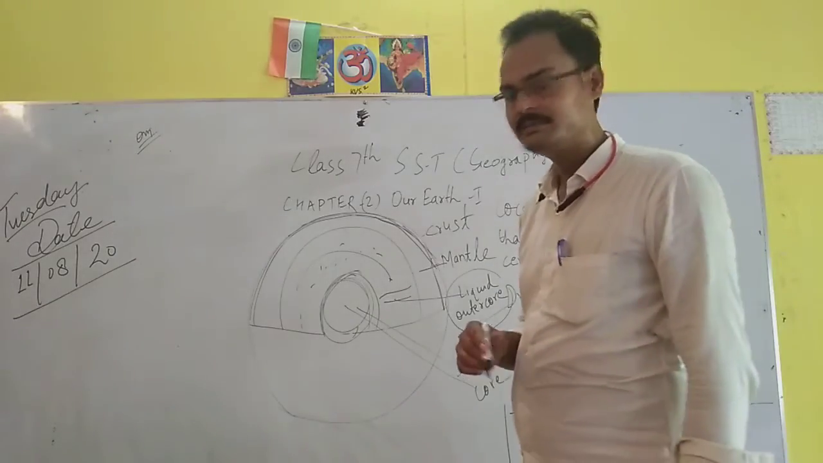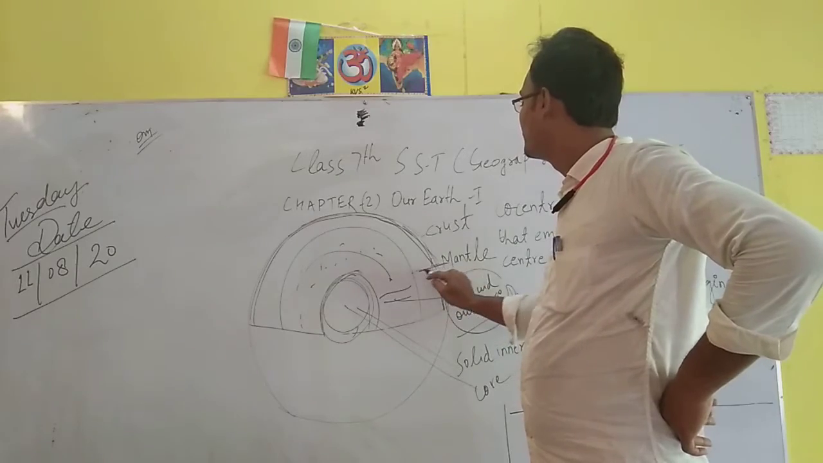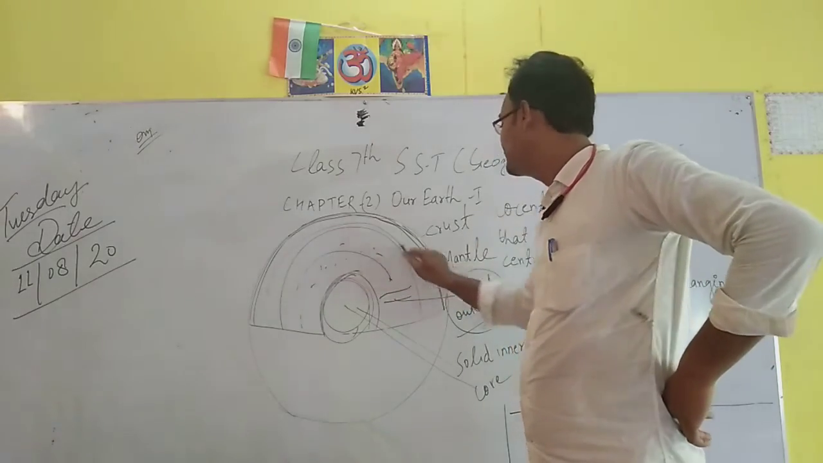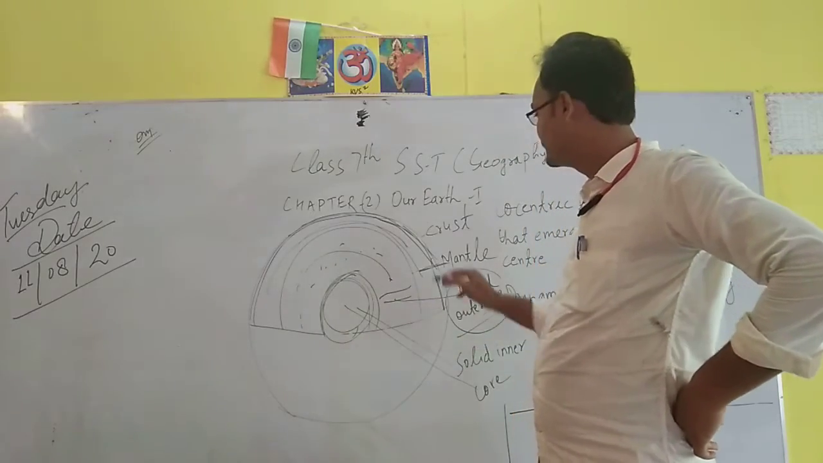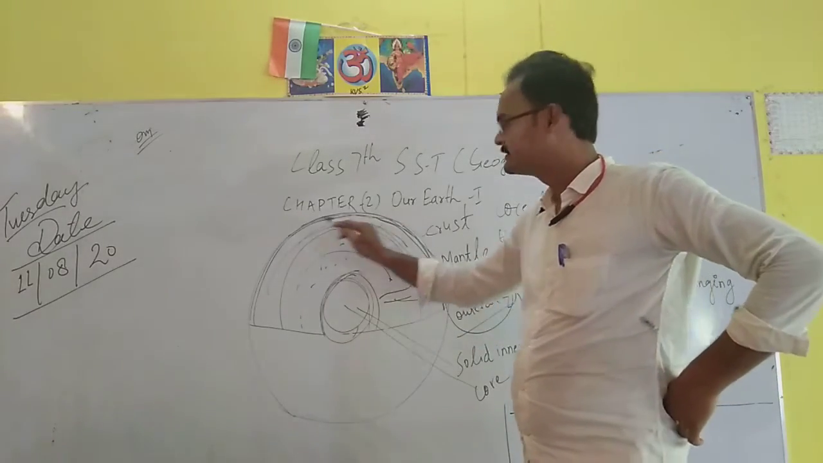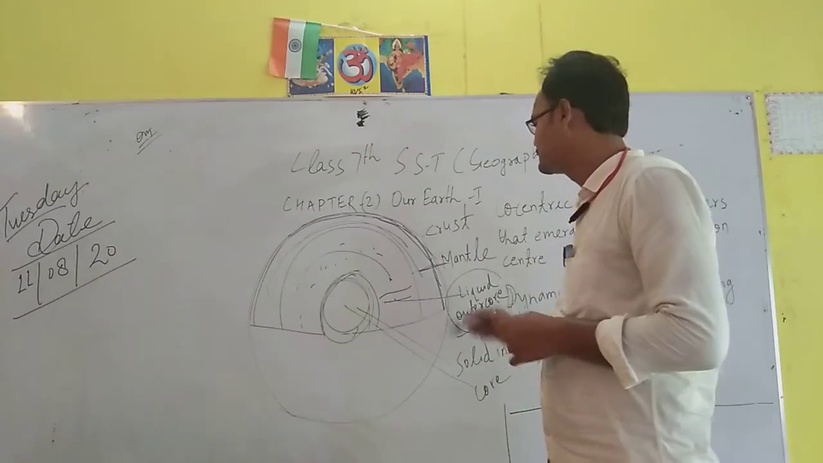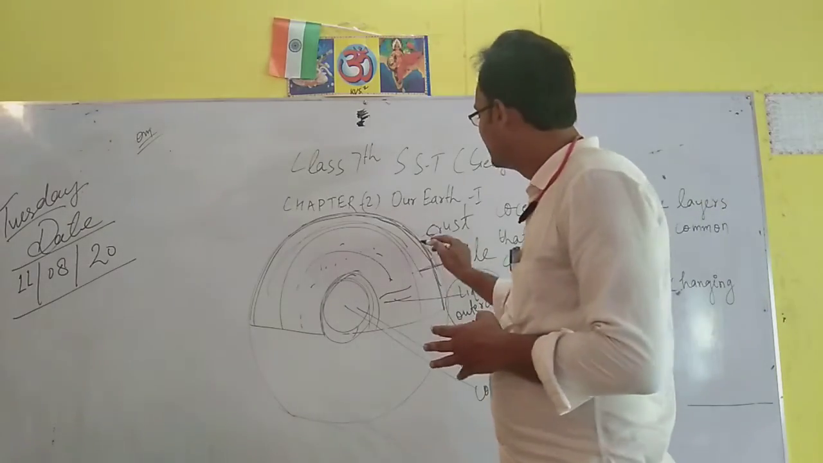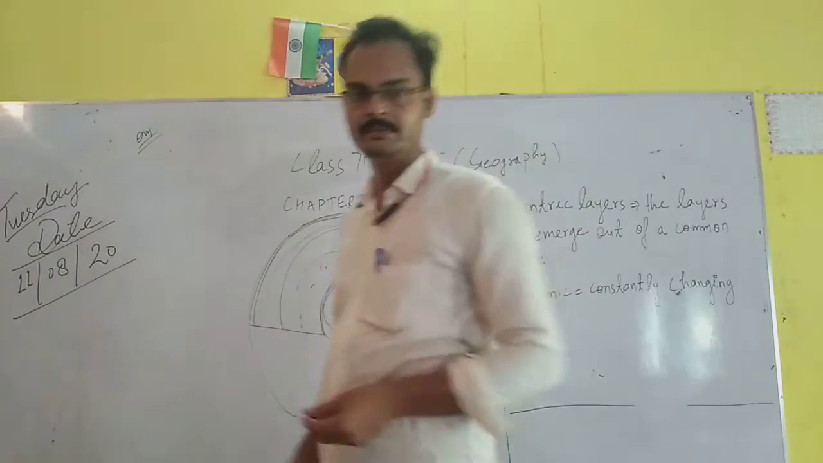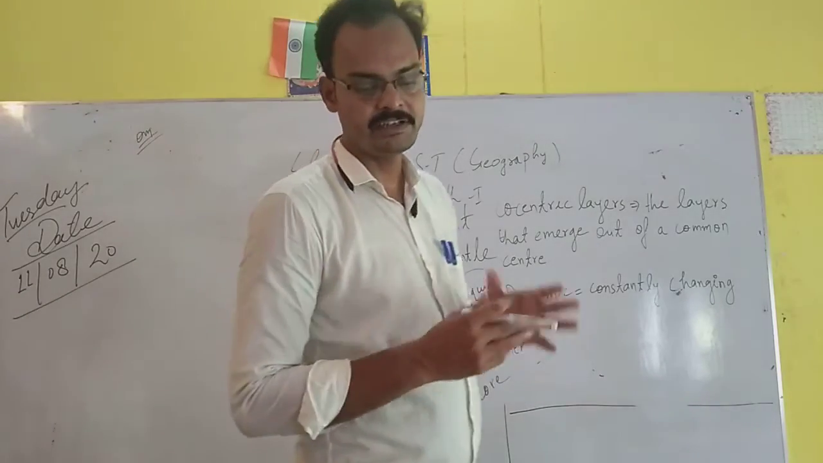And after that we see, students, the mantle, M-A-N-T-L-E, after the liquid outer core. And after that we see the thinnest and topmost layer of the Earth, the crust, which we also call the lithosphere, as we saw in the previous chapter. So students, this is the structure of the interior of the Earth.